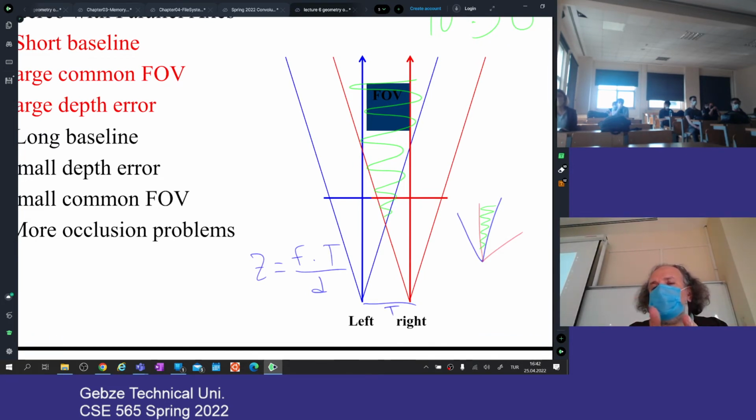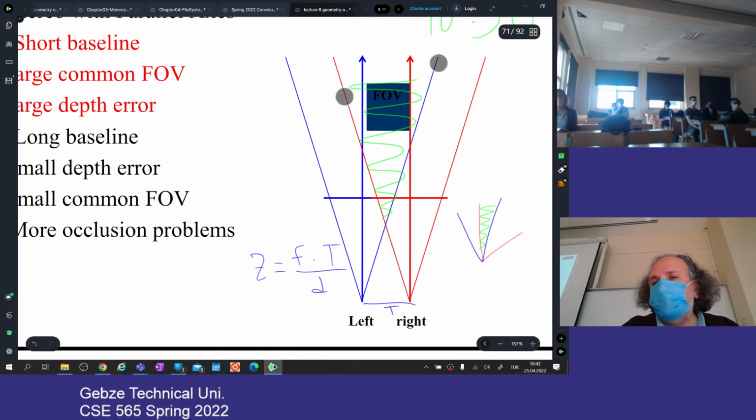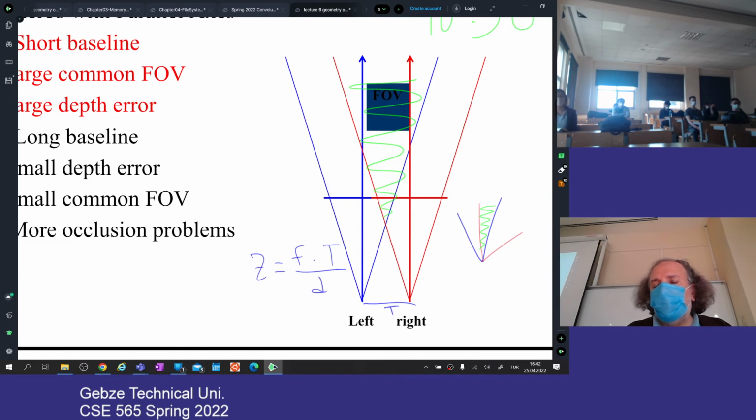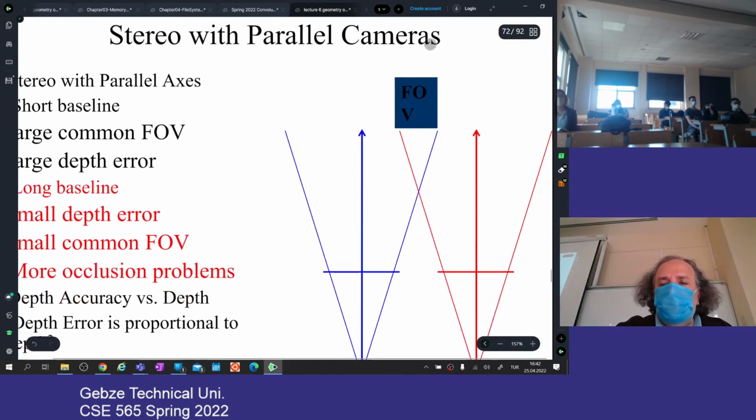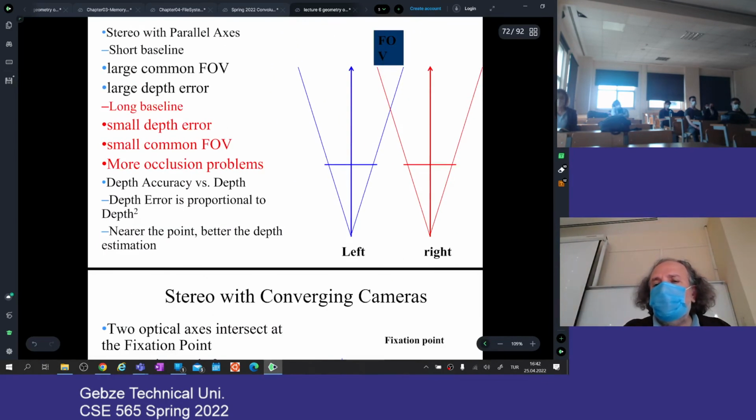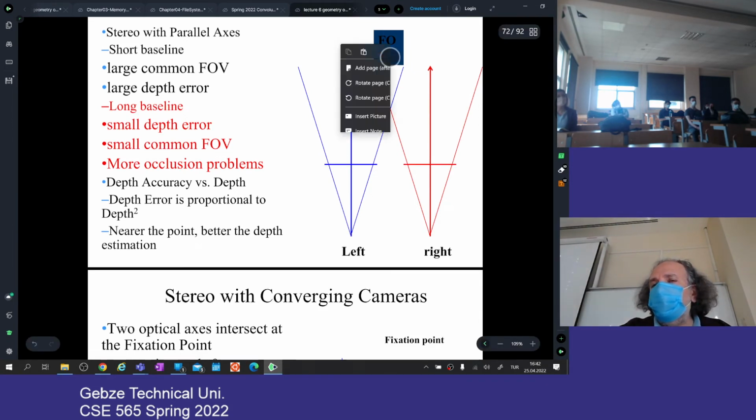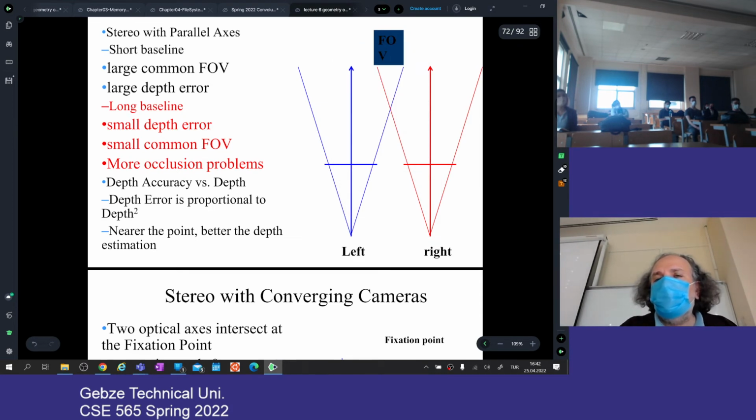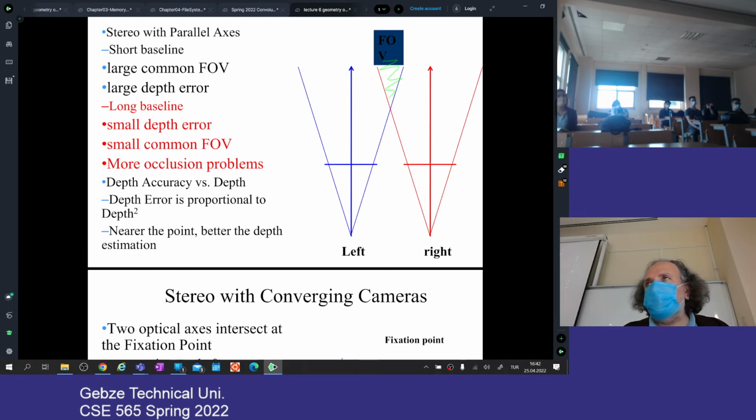Get the cameras together, and you have a large field of view that is common to both, but you will have large depth errors. So make the baseline large. If you make the baseline longer, this time your common field of view will be very, very small. So your left image and right image will overlap at a very small fraction. That will be a problem, but your depth estimation will be better.